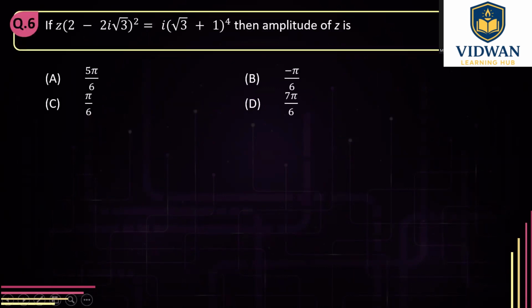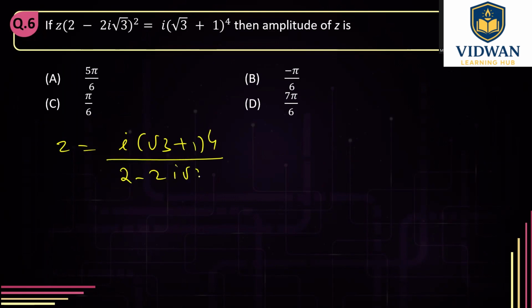So I hope that was clear to all of you. Now, we'll be doing some problems based on this concept. The first question is, you have to find the amplitude of Z, given that Z satisfies this equation. So first we'll write the Z value as, the right hand side we'll write as it is. The term which is multiplied to Z on the left hand side we'll divide on the right side. It will be 2 minus 2i root 3 whole square.